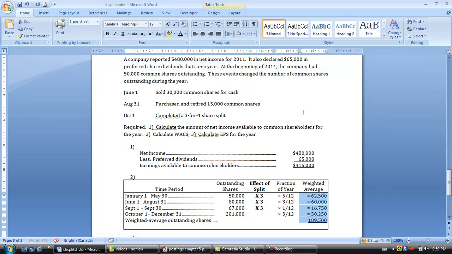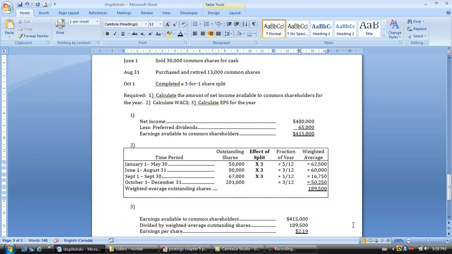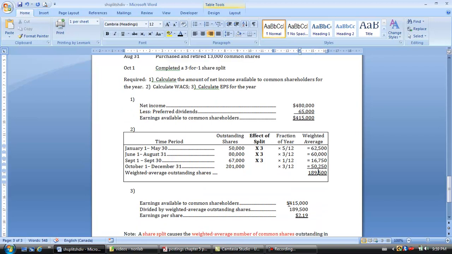No problem. So now let's calculate our WACS. What we've got here is our weighted average common shares: 62,500 from this line, 60,000 from this line, 16,750 from this line, and from this line 50,200. So our WACS is 189,500. And we can use this to calculate our EPS by taking our 415,000 that's available to common shareholders, dividing it by the WACS we calculated to get $2.19 a share.